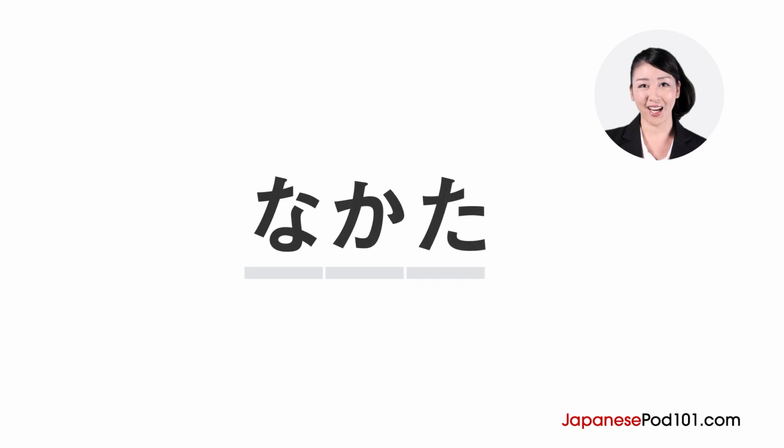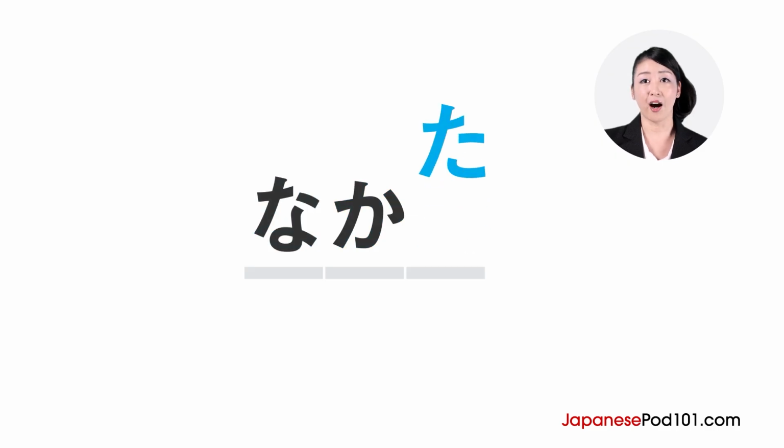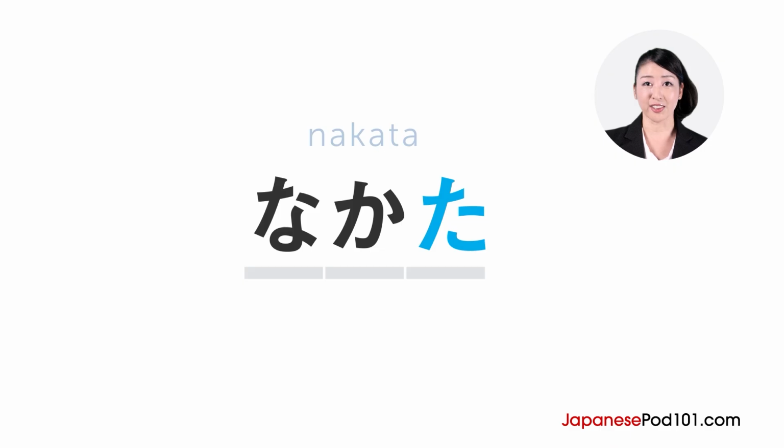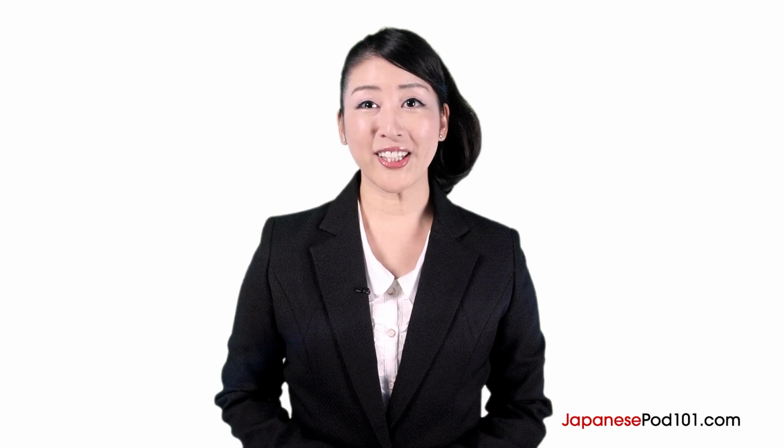Another common surname in Japanese is Nakata. Na-ka-ta. The pronunciation of these 3 kana are the same as in Tanaka, just the order has changed. With a few notable exceptions, you can properly pronounce Japanese simply by reading hiragana or katakana, the 2 Japanese alphabets. Remember this tip, and it will help you throughout your studies.